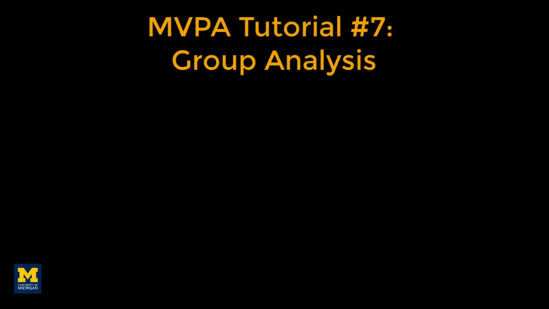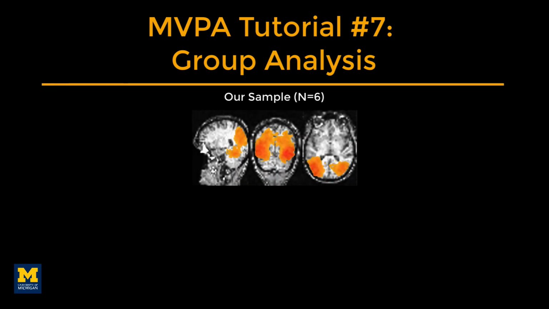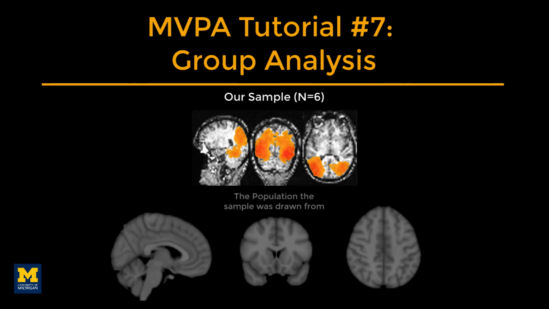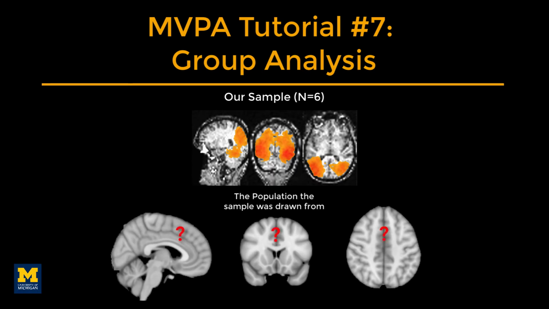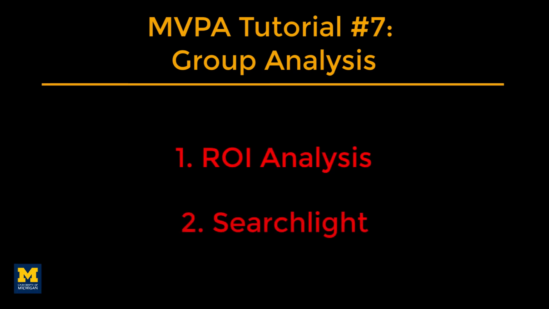Similar to the fMRI tutorials, our goal in analyzing this data set is to generalize the results to the population that the sample was drawn from. In other words, if we see significant classification accuracy in these subjects, can we say that it would be likely to be seen in the population as well? With MVPA, we have two different types of group analysis, ROI and Searchlight. We will review how to do each of these in turn.